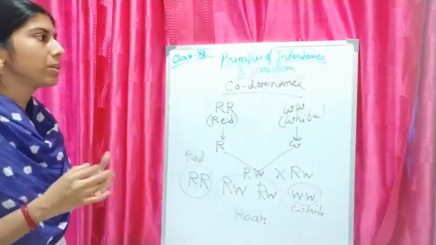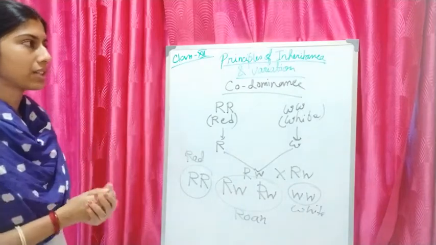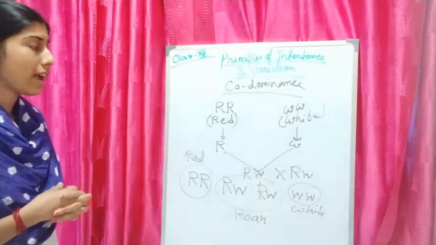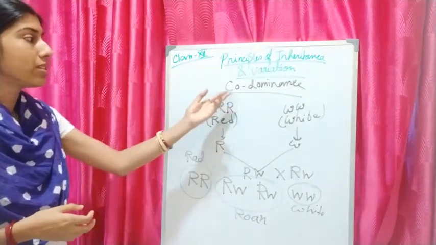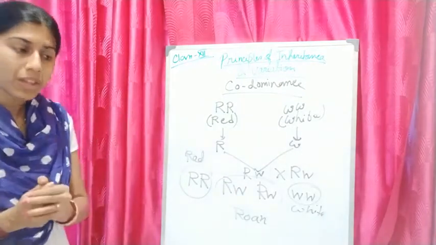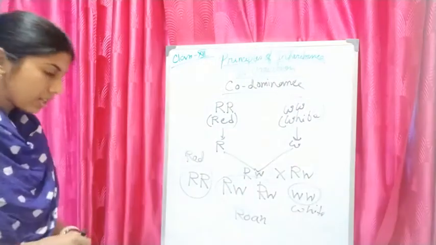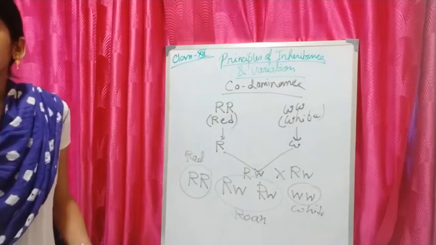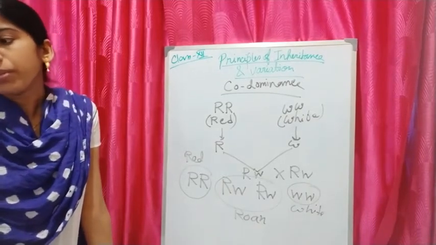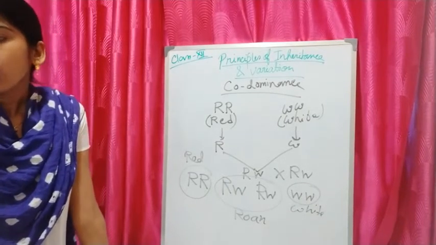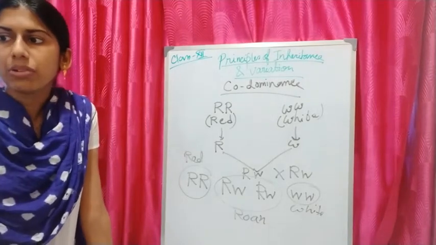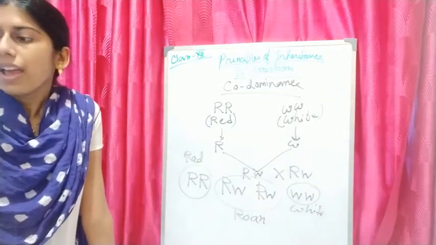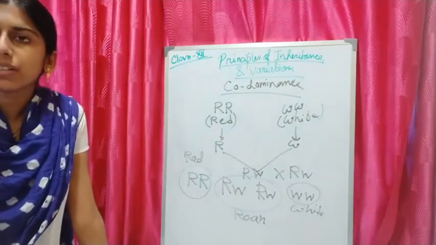In incomplete dominance, what we get are mixed up characters. We got a pink color which is a mix of red and white, but in codominance both the colors will be shown. So now, what is the definition of codominance? Codominance is the phenomenon of inheritance in which two alleles of a gene are equally dominant and express themselves in the presence of one another.